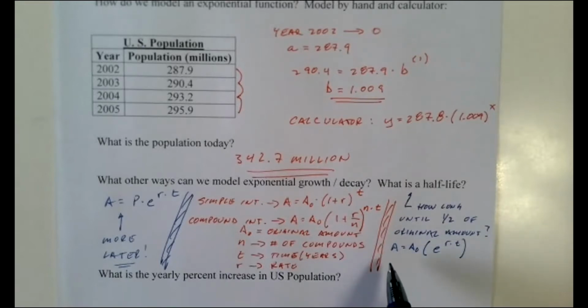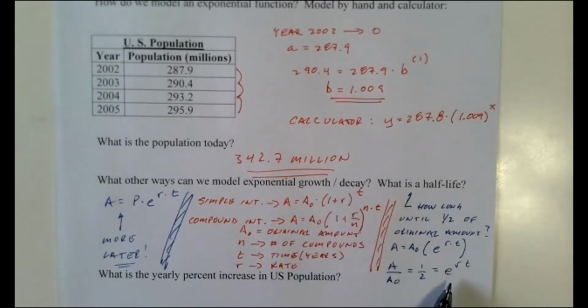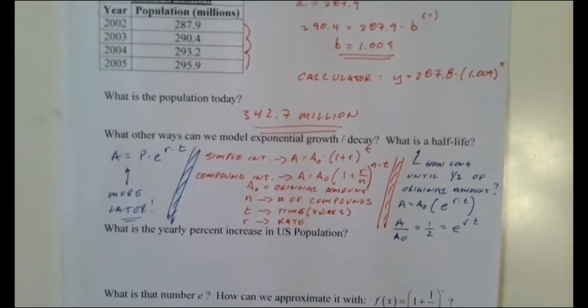And people always say, well, how much is there? I don't know. How can I just say half? Well, it's just A over A naught. Whatever the original was is 1/2. And that equals e to the RT, or it could equal 1 plus r. It could equal any of these. And off you go. Hey, I know what t is, I know what r is. I can figure out the rest.